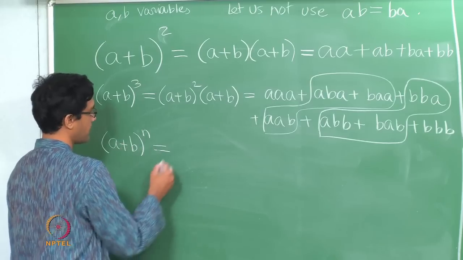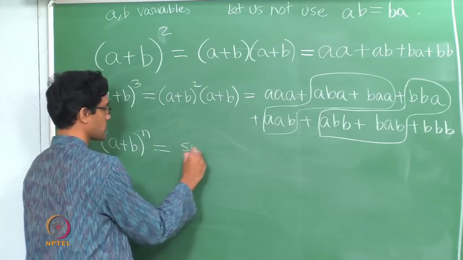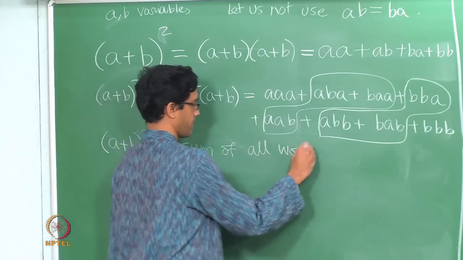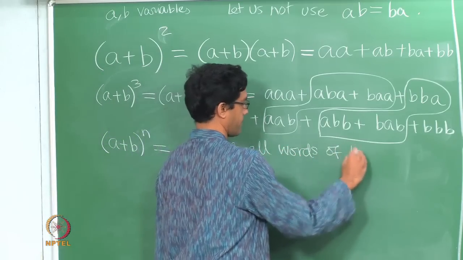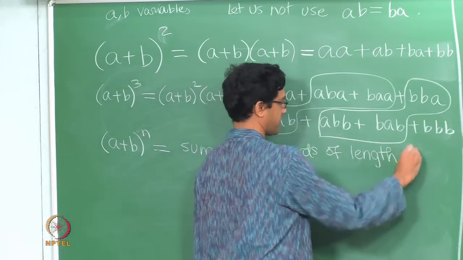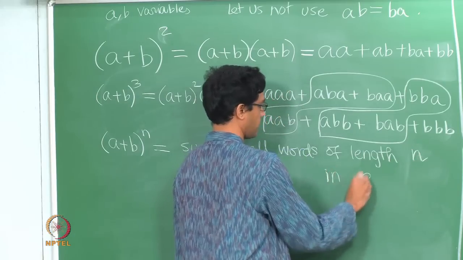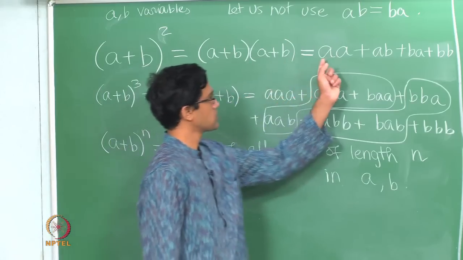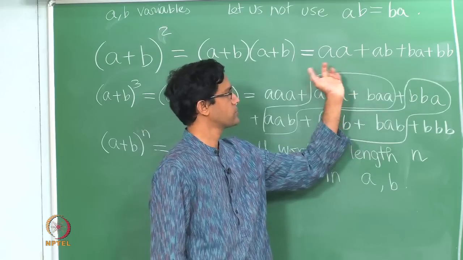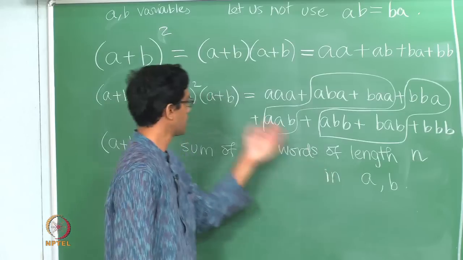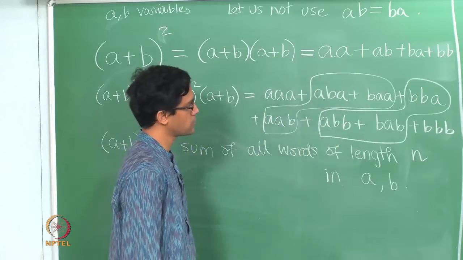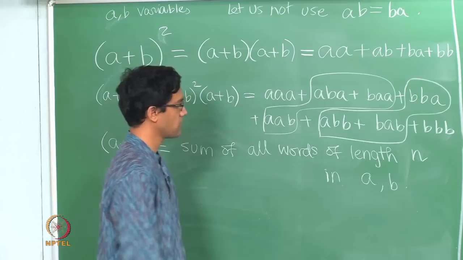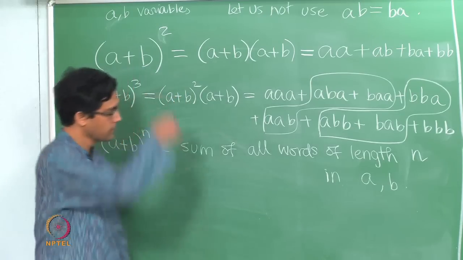So the next step is of course length 4, but it's clear by doing this repeatedly that (a+b) to the power n is just the sum of all words of length n in A and B. Observe, (a+b)^2 has four terms which are all possible words of length 2. Here there are 8 terms which are all possible words of length 3 and so on. In general you have 2^n terms consisting of all possible words of length n in A and B.